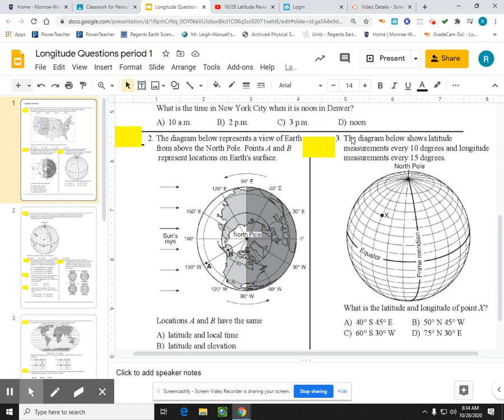Okay. Number 3, the diagram below shows latitude measurements every 10 degrees and longitude measurements every 15. What is the latitude and longitude of point X? Well, first of all, I know point X up here is in the northern hemisphere, and because of that, I can get rid of A and C right away. I also know it's in the western hemisphere too, because it's to the left of the prime meridian. That means that letter B is correct. Now, if I go along with what they were saying angularly, if this is going up by tens, it should be 0, 10, 20, 30, 40, 50. That works out. And if this is going by 15s, this would be 0, 15, 30, 45. And that works out. So letter B is the best choice on that.